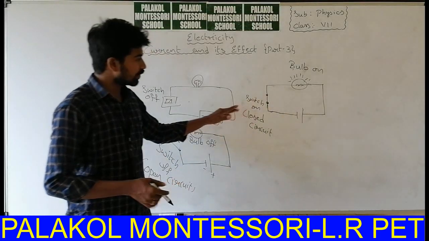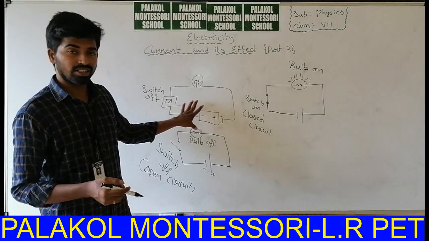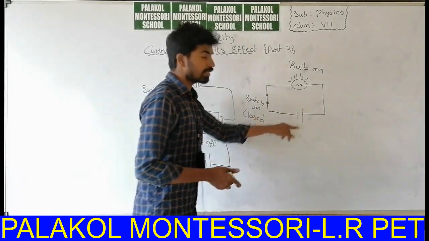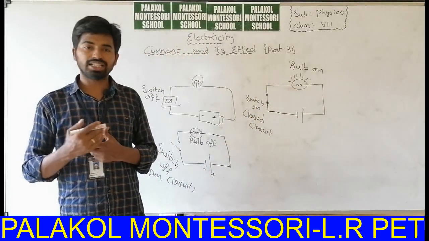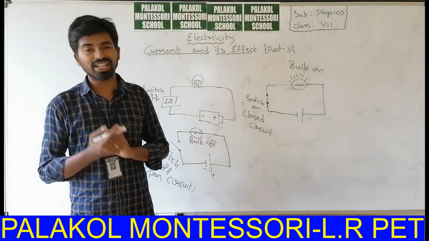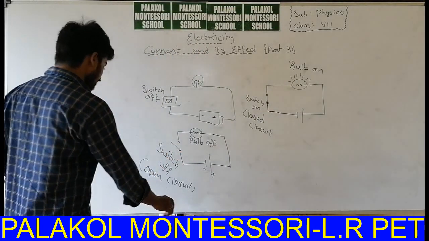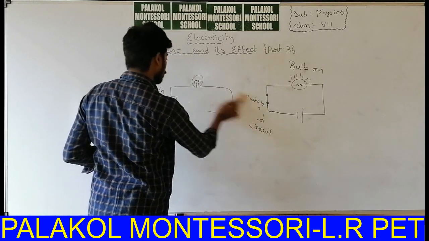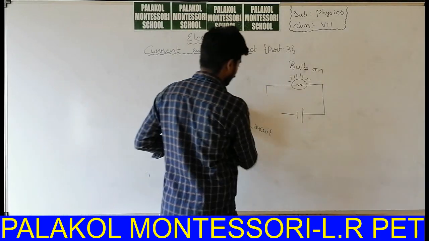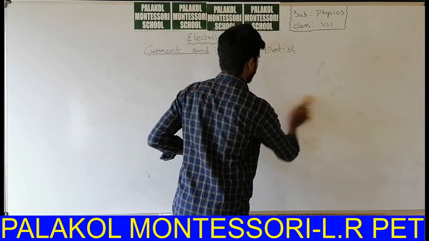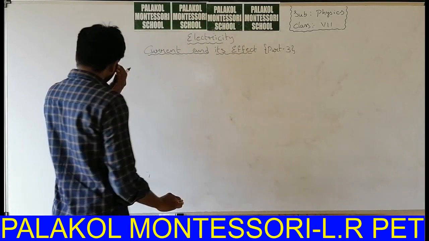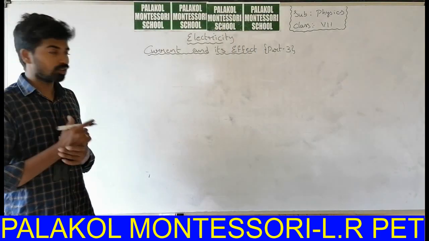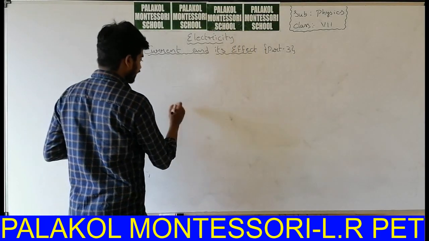So in this way, you can represent the circuit diagram in the simplest and easiest form by using symbols. So let us learn how we can connect two or more batteries in different ways. There are two types of connections. Let us draw a diagram.